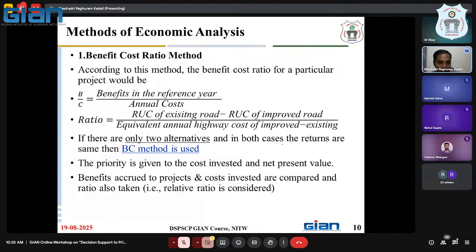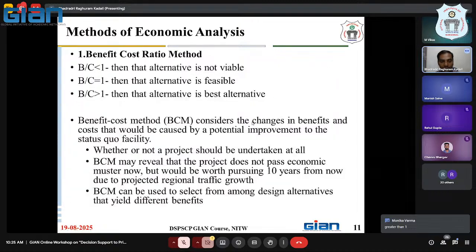If you want to consider this project for implementation, the B by C ratio should generally be greater than 1. If it is more than 1, this project is worthwhile to invest in. Otherwise, it is generally not feasible. If B by C is less than 1, the alternative is not at all viable. B by C equal to 1 is the feasible case, and B by C greater than 1 is the best alternative.